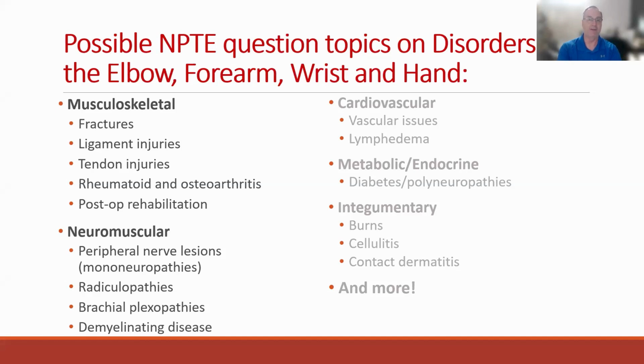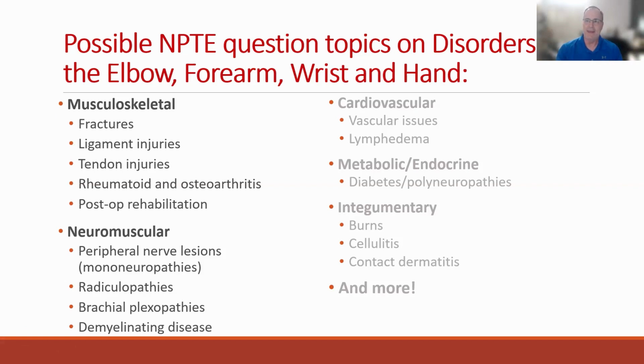Maybe you'll get questions that deal with somebody that has had a tendon repair. And so you'd certainly want to make sure that you review those principles in preparation for the exam. As far as the neuromuscular system goes, peripheral nerve lesions. So maybe lesions that involve the median nerve, the radial nerve, the ulnar nerve. We're going to see some questions that relate to some of these topics tonight. Radiculopathies as well. Maybe something a little bit more complicated, like brachial plexopathies or demyelinating disease.